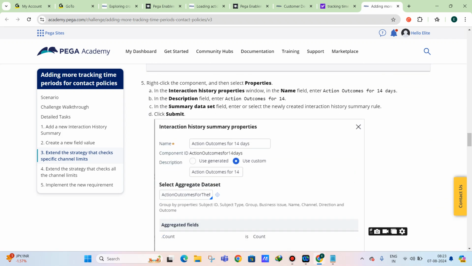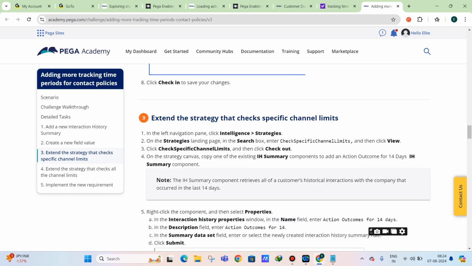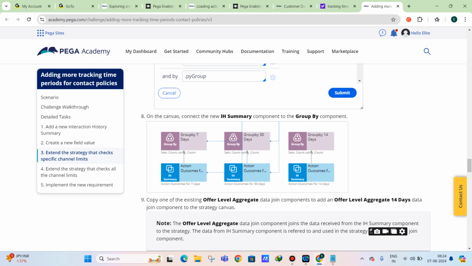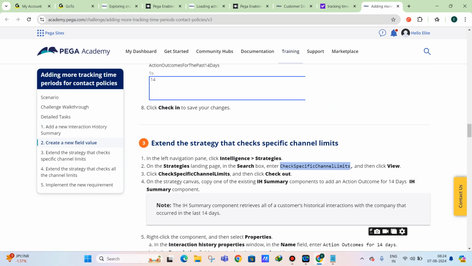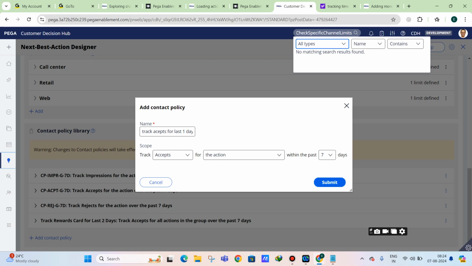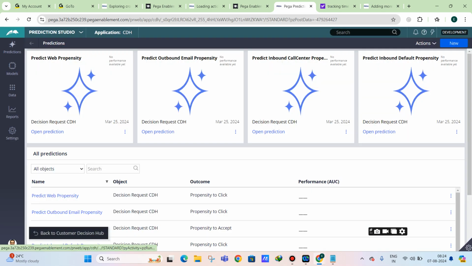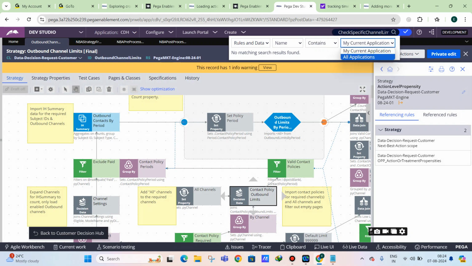There are two strategies called check specific channel limits and check all channel limits. That strategy also you need to update, and you need to keep this kind of configuration. For example, if you see here, check specific channel limits. We'll go to the Dev Studio. Whenever you get a requirement as such, only then you need to do this configuration. Otherwise, you don't need to do it.